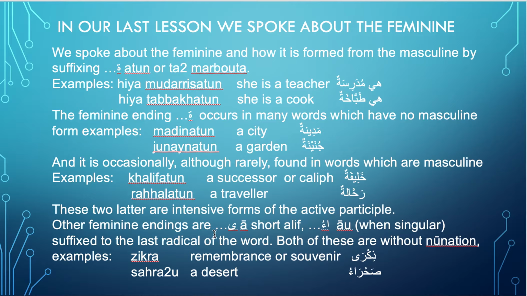Other feminine endings are like ألف مقصورة, short ألف, and ألف with همزة. When a singular suffix is added to the last radical of the word, both of these are without nunation. Basically anything with these forms doesn't have nunation, like رحالتون. It will be, like desert, صحراء, or ذكرى. It won't be with nunation, but it will be feminine. Desert, صحراء.